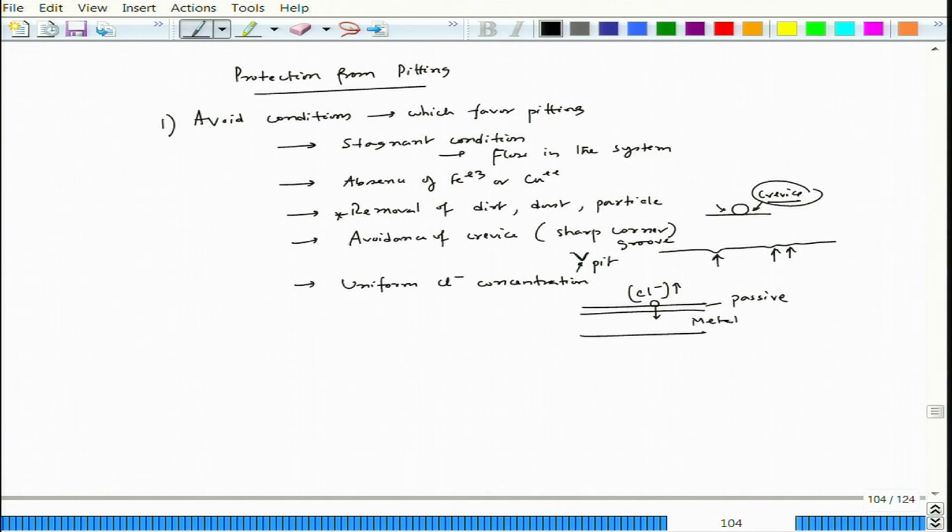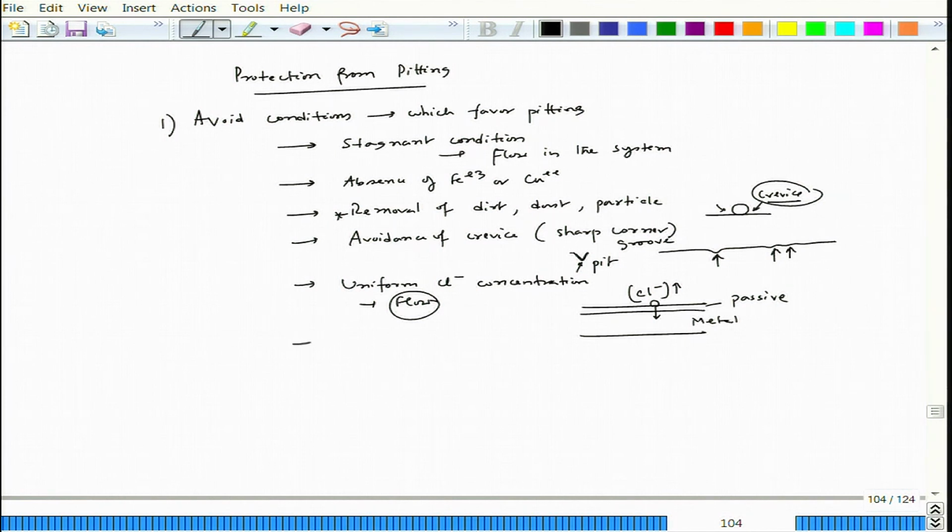At that location the pit will grow aggressively, because the rest of the part will be protected due to the anodic sacrificial effect of that pit. And that actually initiates due to an increase in chloride ion concentration. So uniform chloride ion concentration can only be maintained by a flow. If there is a flow within the system, definitely that would maintain a more or less homogeneous chloride ion concentration.